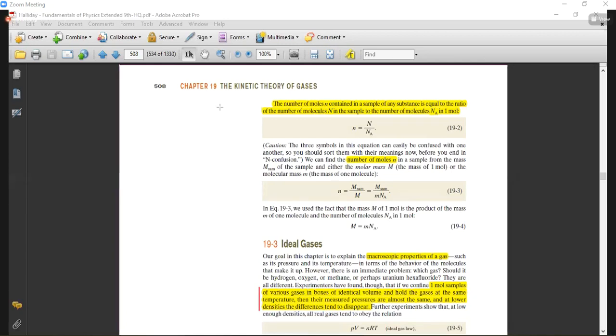So you have taken 1 mole of different gases like hydrogen, nitrogen, oxygen, whatsoever. You have 3 different gases, and you have these gases in identical volume, meaning identical boxes, and they have the same temperature in all those boxes, and the same pressure. So at low densities, the difference tends to disappear. There will be no difference, they will have almost the same number of atoms.